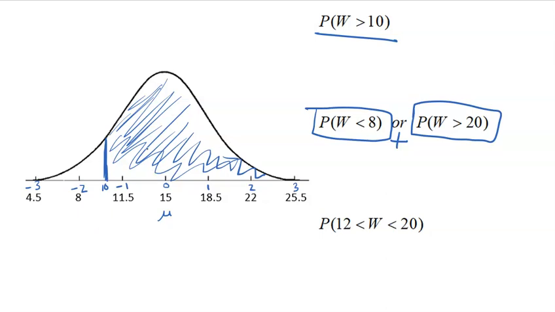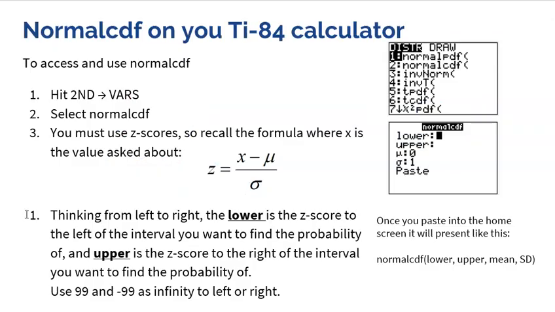Well, that's where the calculator and normal model can really help us out. It's a pretty simple process. The first thing I have to do is find the corresponding z-score. Then I'm simply going to ask my calculator to find the probability, the proportion, the area, it's all the same thing, that I am above that z-score for this particular problem. So let's remind you of how the calculator can do that for you.